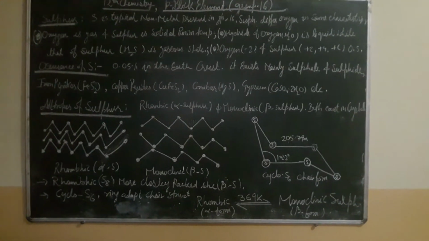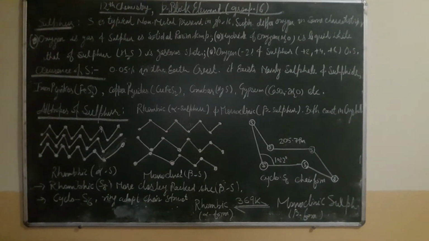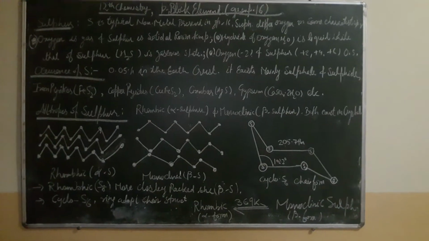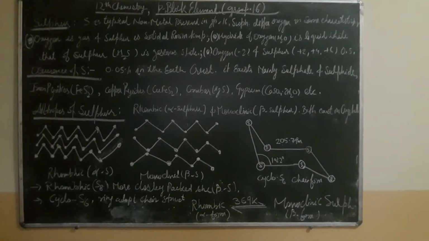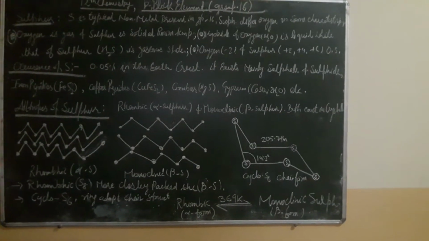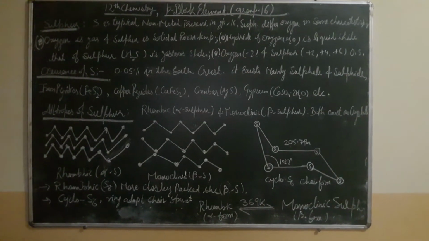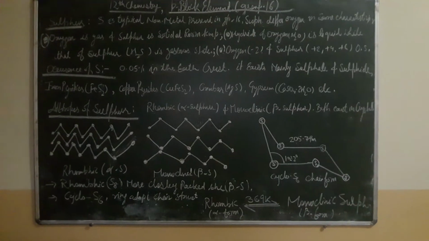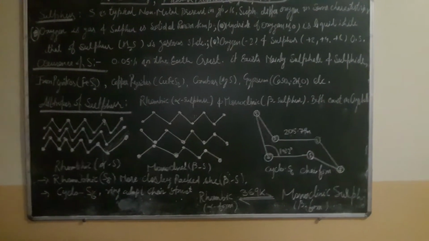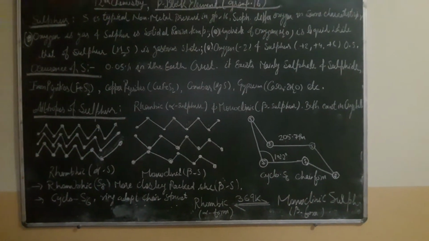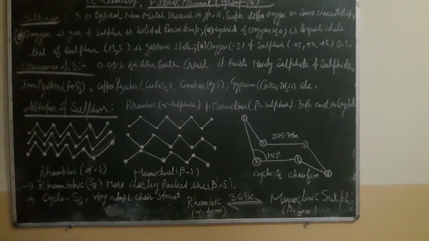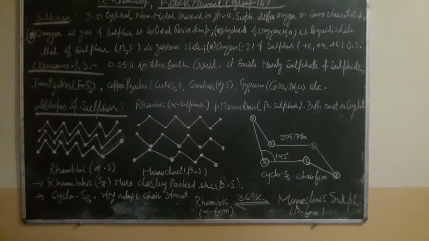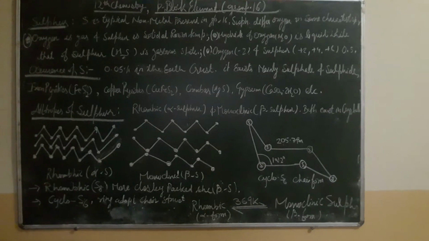Next is the occurrence of sulfur. Sulfur is present at 0.05% in the earth's crust, and it exists mainly in sulfate and sulfide form. Some examples are iron pyrites, copper pyrites, cinnabar, which is also called mercuric sulfide, and gypsum. These are the examples of sulfur ores.